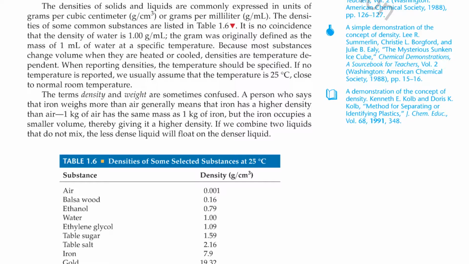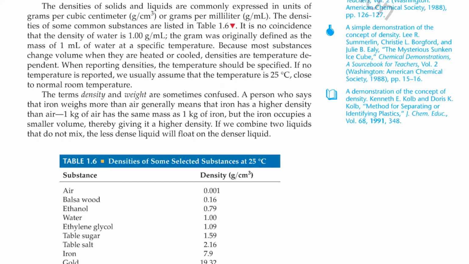The densities of some common substances are listed in Table 1.6. It's no coincidence that the density of water is 1 gram per milliliter. The gram was originally defined as the mass of 1 milliliter of water at a specific temperature.